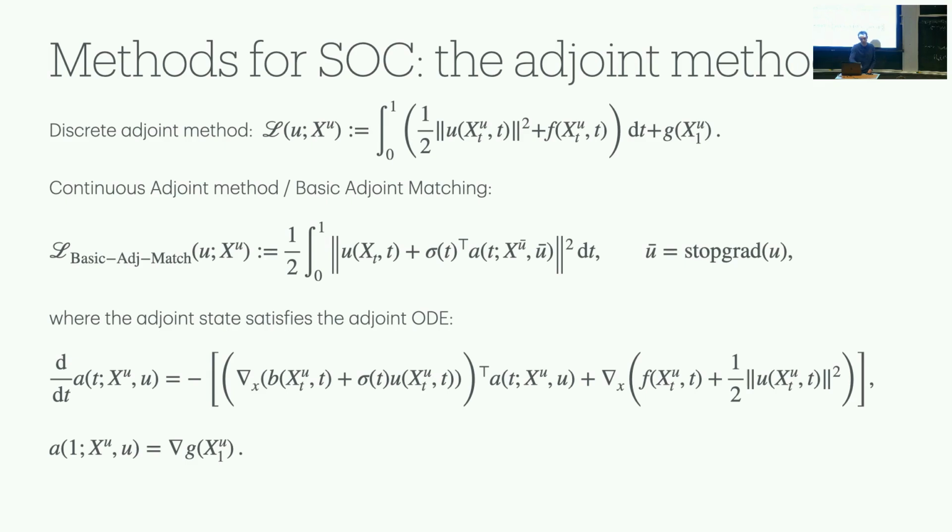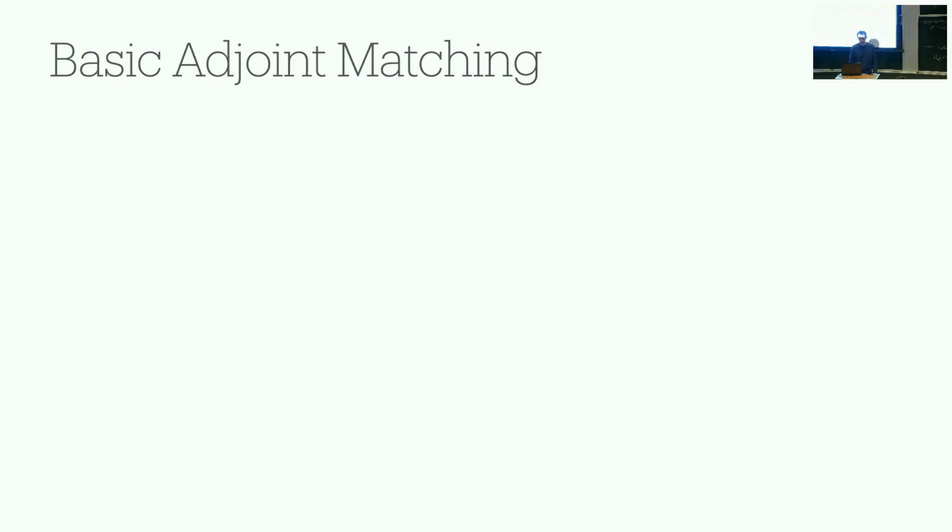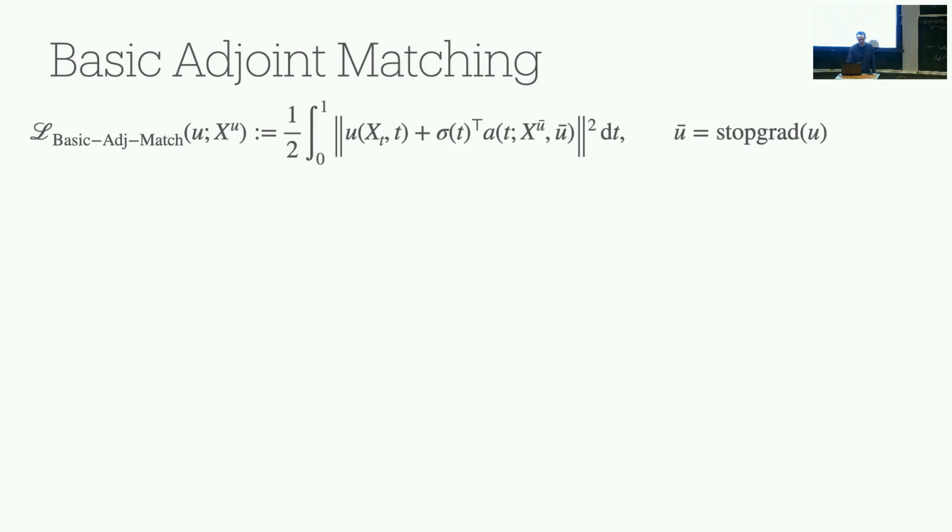You see that what you're doing is you're solving a regression problem where you're regressing the control U that you're learning onto an object, which is sigma_t transpose times this vector field A. This A is the adjoint state, and it satisfies the adjoint ODE. That's why all these methods are known as the adjoint method, because either implicitly in the case of the discrete one, or explicitly in the case of the continuous one, they're leveraging this adjoint state in order to learn the control.